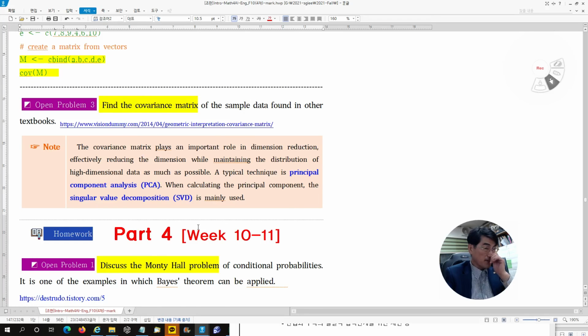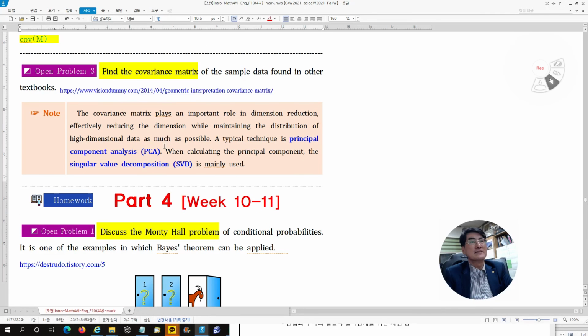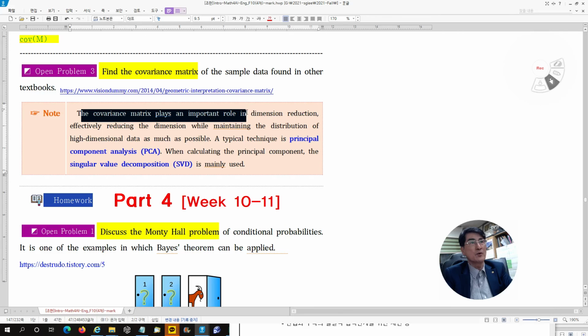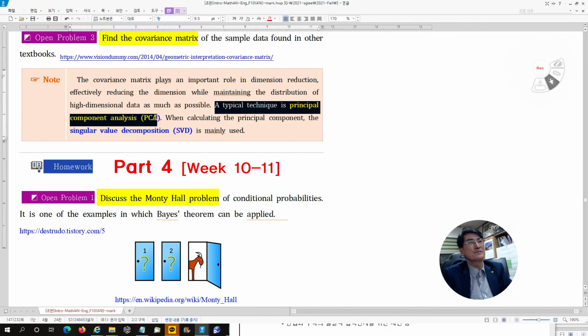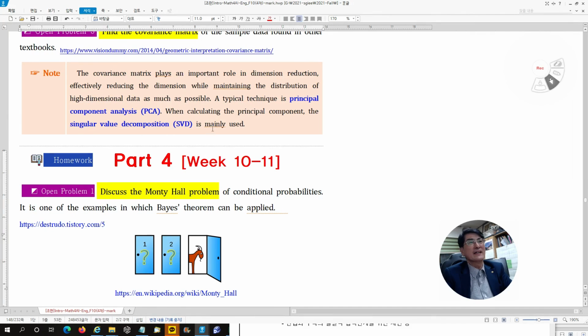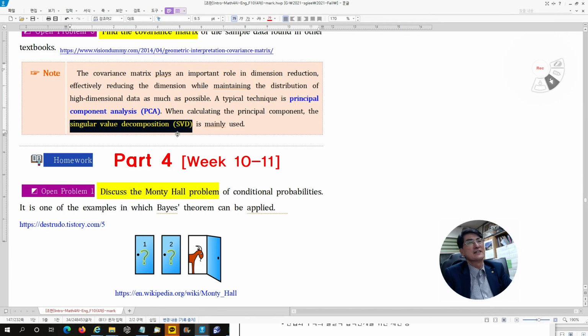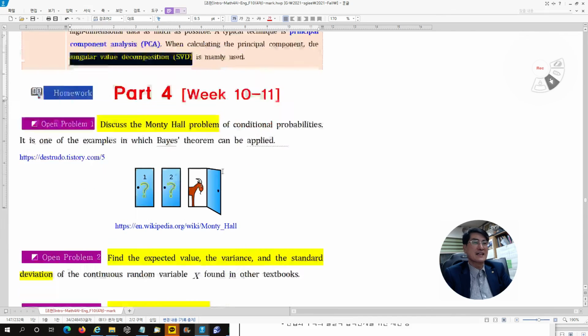I think that's the end of week 11. The covariance matrix plays an important role in dimension reduction. And the typical technique of dimension reduction is principal component analysis, which we will learn in the next week. And the singular value decomposition is used to do this principal component analysis.